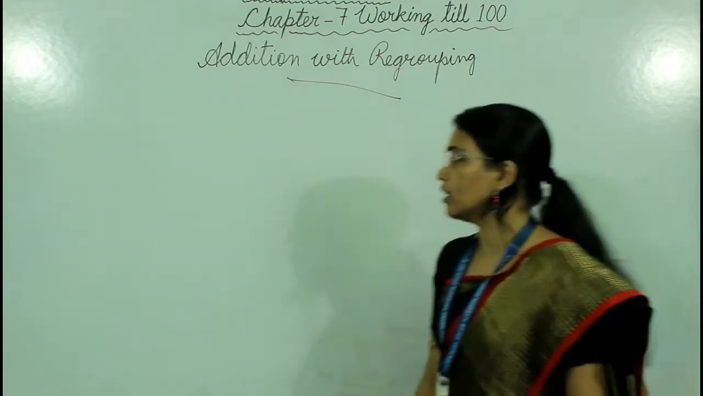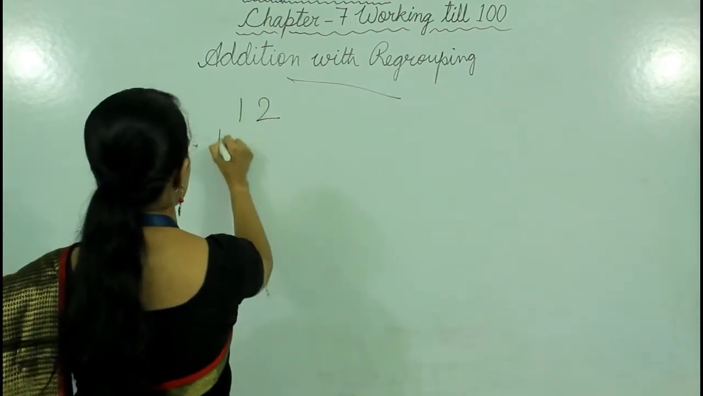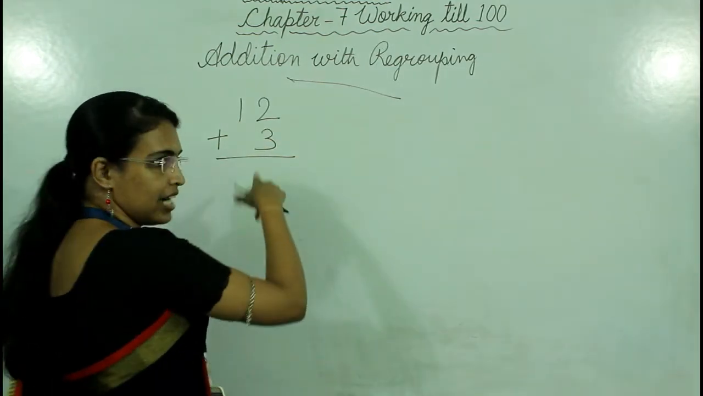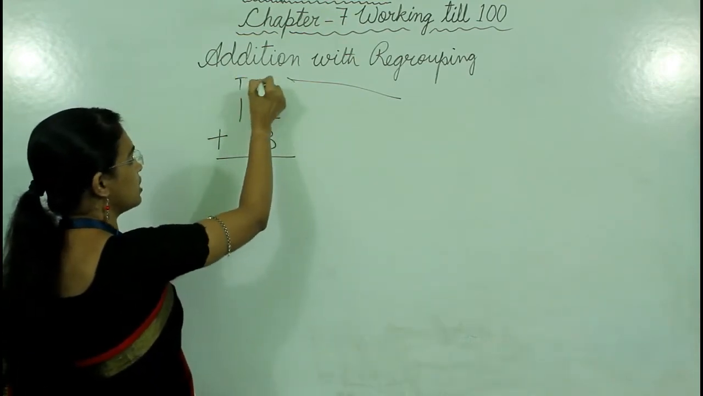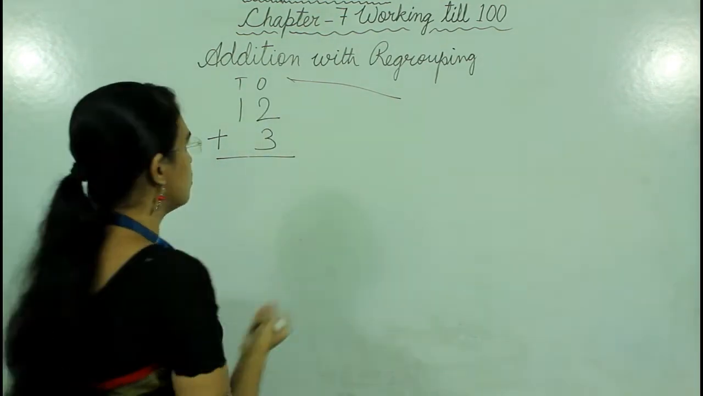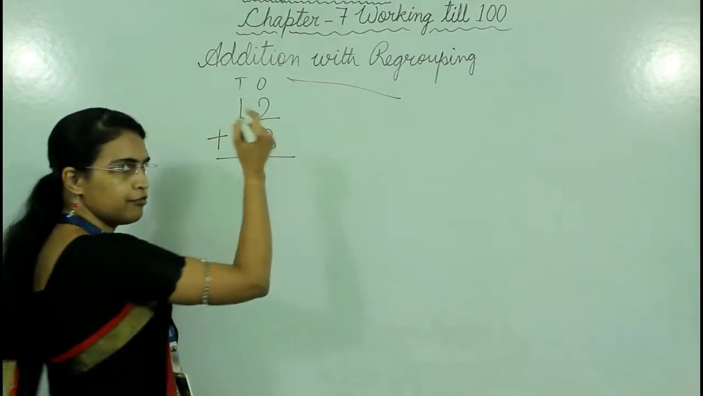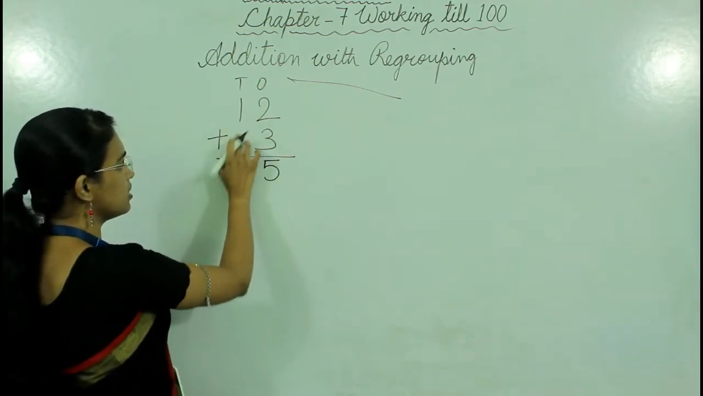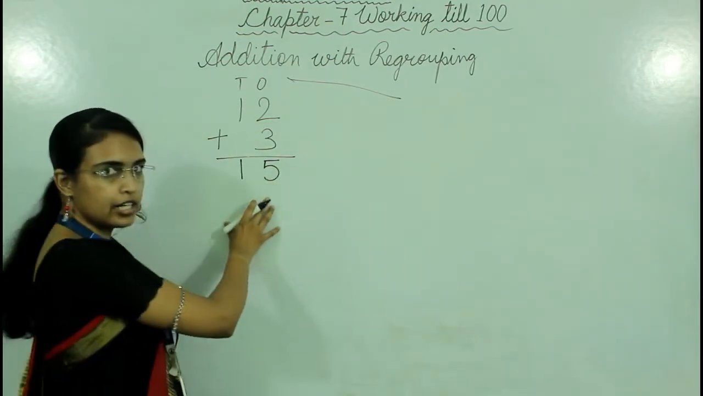We all know how to do addition. Suppose there is a number 12 plus 3. How will you add this sum? First we have to add the ones place, right? So 2 plus 3 is 5. Or 3 plus 2, 4, 5. And then here is nothing, that means 0, so 1 means 1. In this way we can do the addition.